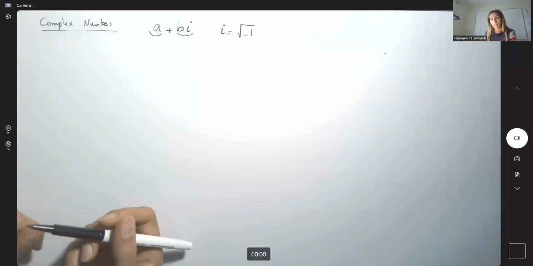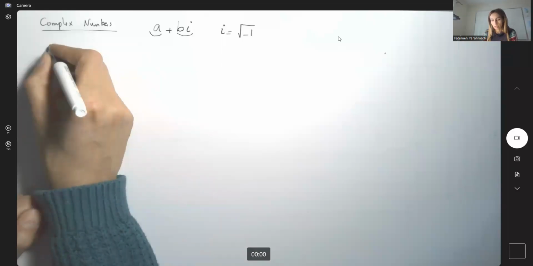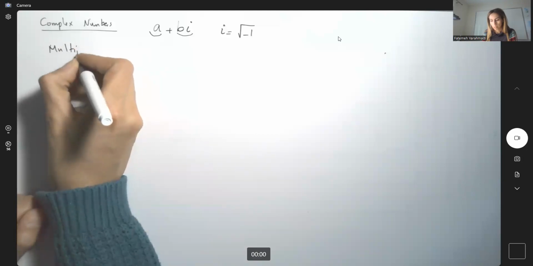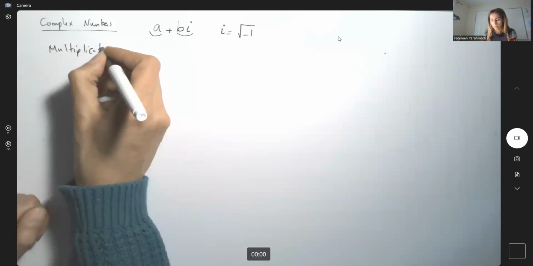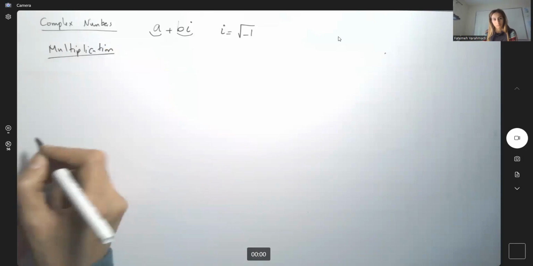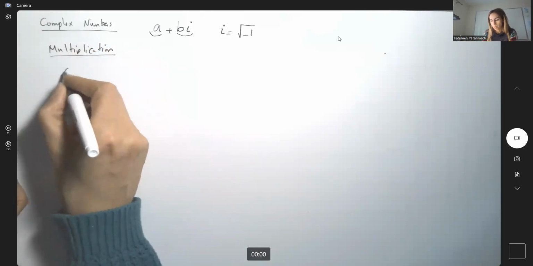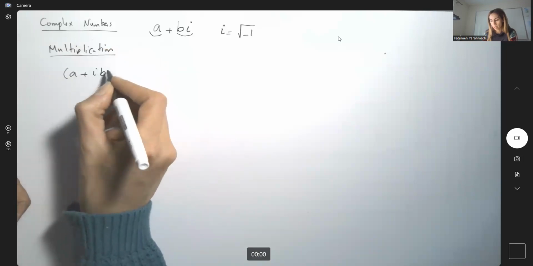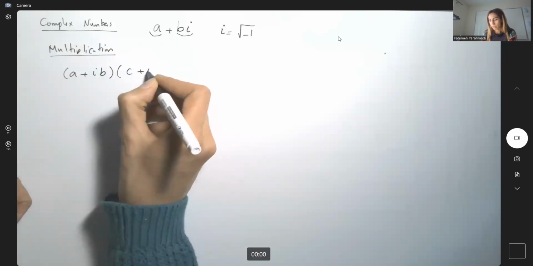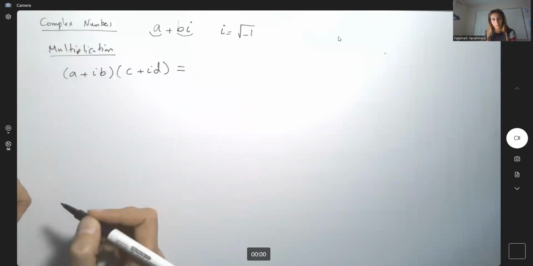So we talked about addition, subtraction, now product or multiplication. So suppose you have two complex numbers and I ask you to multiply them. Suppose you have A plus IB multiply C plus ID.